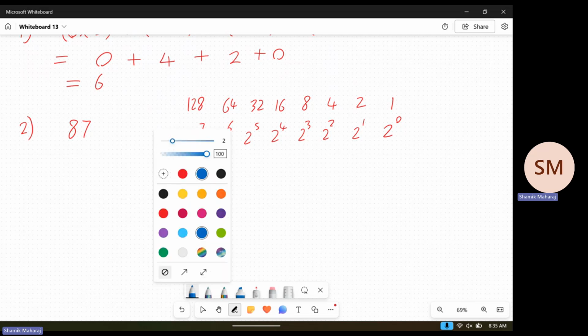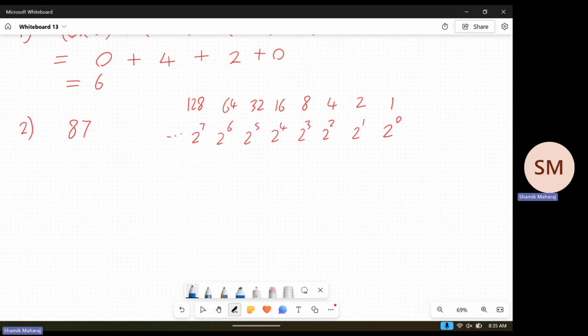Let's change color. The first thing we do is start looking at this list from the way I'm facing, from your left to your right, and we find the first number which is smaller than 87. That's the first thing we do. Can you identify that number for me? 64. So I'm going to put 64 on my list because that's my first number. Then I take 87 minus 64, which is 23.